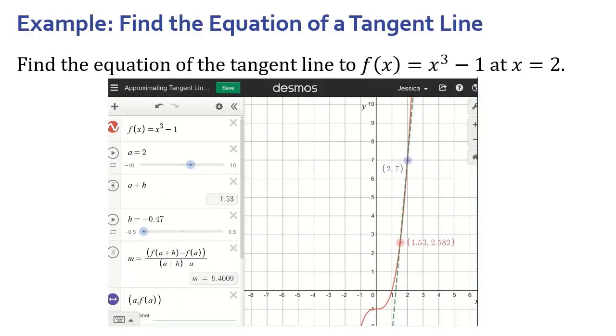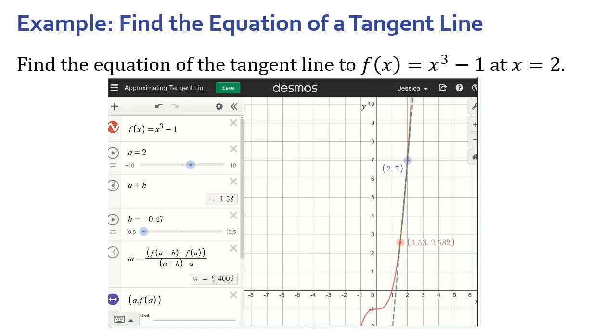Example: find the equation of a tangent line. Find the equation of the tangent line to f of x equals x cubed minus 1 at x equals 2. You can see here I have created a Desmos applet that's going to help us figure out what the slope is first for that tangent line. So what I have graphed here is f of x equals x cubed minus 1, that's in red. And then I've drawn a secant line that goes through when x equals 2. So when x is 2, the y value is 7 because 2 cubed is 8, minus 1 is 7. So that's what gives us that purple dot.